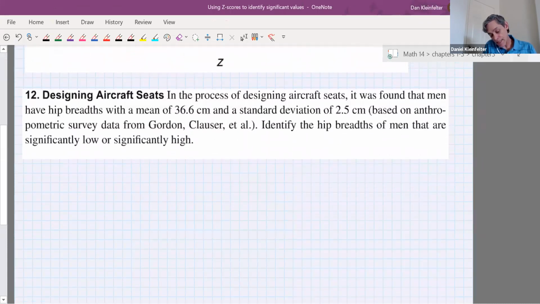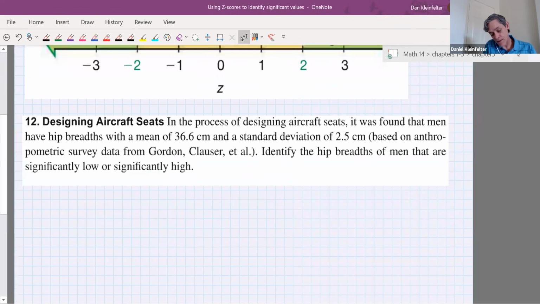So as an example, I want to take a look at number 12 from our textbook. The story goes, in the process of designing aircraft seats, it was found that men have hip breadths with a mean of 36.6 centimeters and a standard deviation of 2.5 centimeters. And then we have a source. We're to identify the hip breadths of men that are significantly low or significantly high.